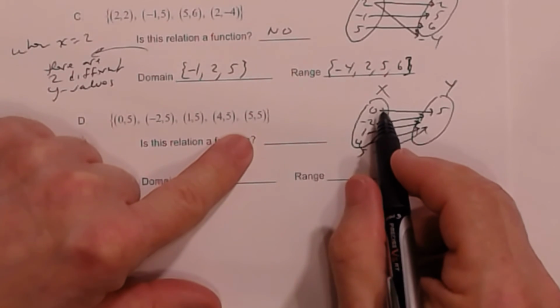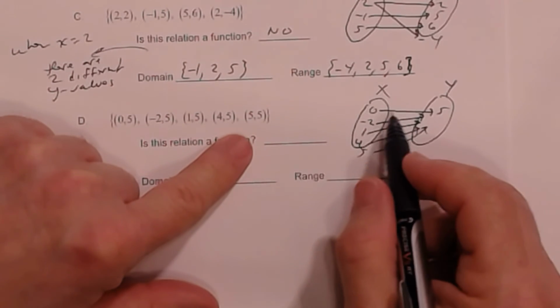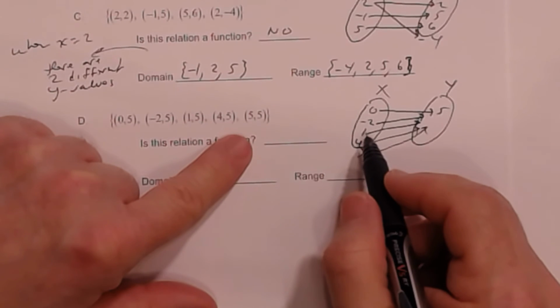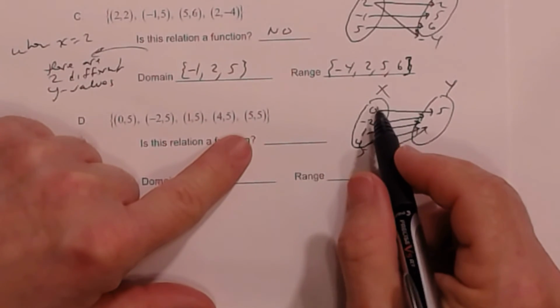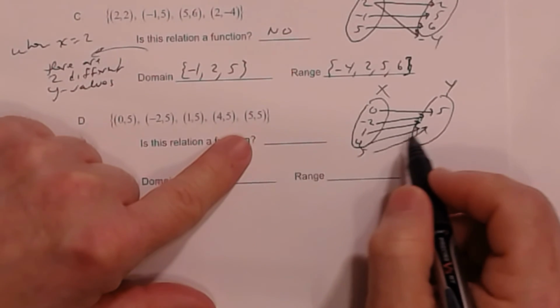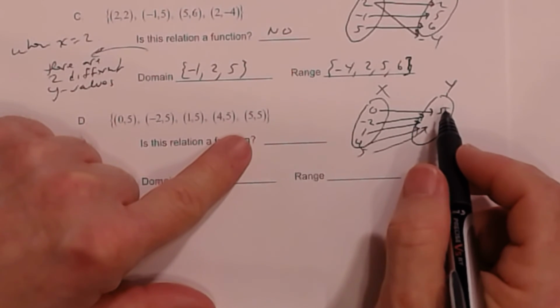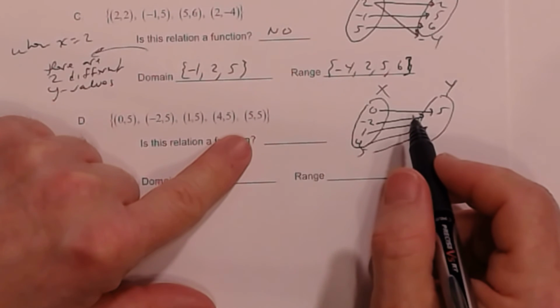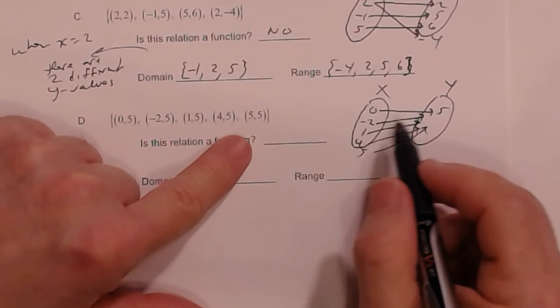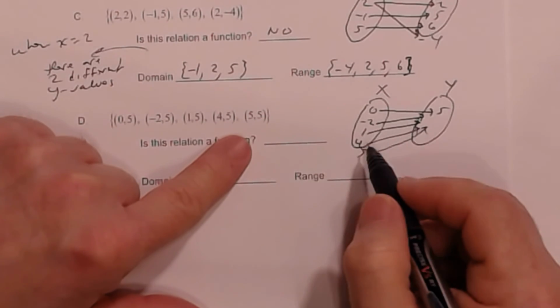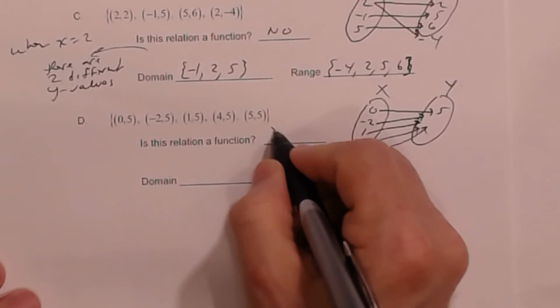So notice for each X value, for each input, there's only one output. It doesn't matter that all my elements in the domain share the same output. That doesn't matter. It still satisfies the definition of a function. For each X coordinate, there's only one Y value. All right, so that's a function.